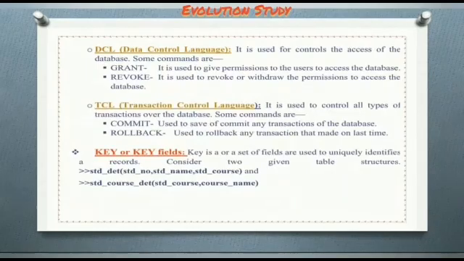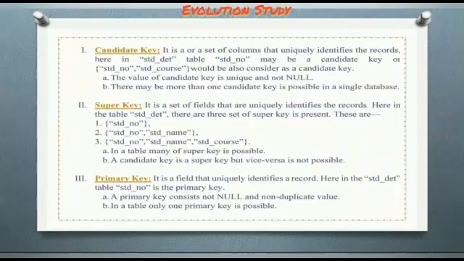Consider two given table structures. Now, what is a candidate key? It is a set of columns that uniquely identifies the records. Here in the std_det table, std_no may be a candidate key, or it would also be considered a candidate key. The value of a candidate key is unique and not null. There may be more than one candidate key possible in a single database.